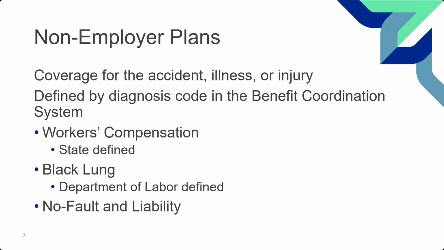They are primary only when it is related to an accident, injury, or illness. Those are workers' comp as defined by a state, black lung as defined by the Department of Labor, or no fault and liability insurances. So that's our super high level brief overview of Medicare, looking at the primary payers and all of that information. Again, if you want more information, go ahead and take a look at that MSP playlist.